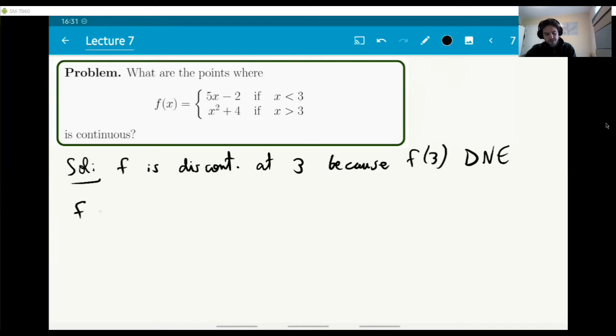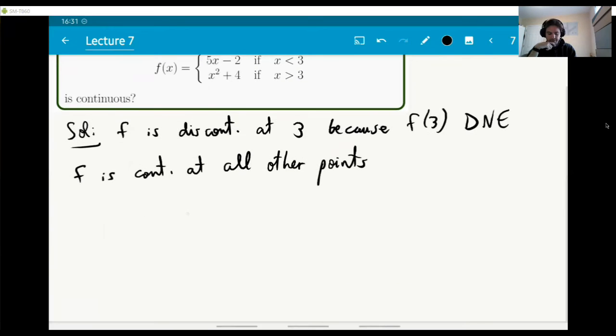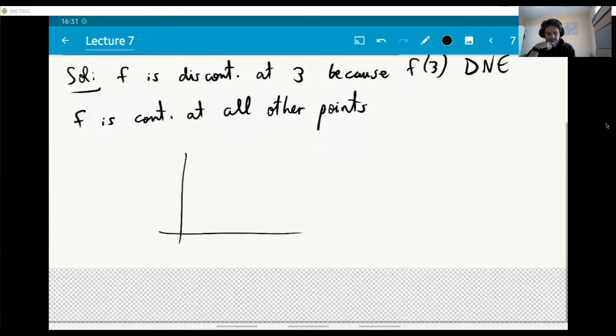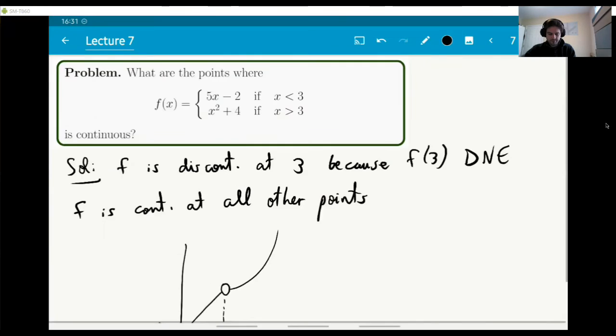But f is continuous at all other points. I'm not going to write the justification this time. It's the same as the previous one. At any other point, the function is well defined as just one polynomial expression, and that's continuous. So what happens to the graph of this function this time? It's very similar to the previous one, but there is no value for the number 3. So that's a break in the graph.